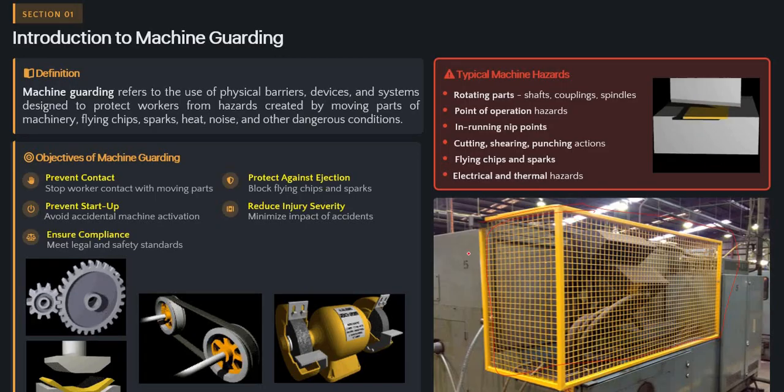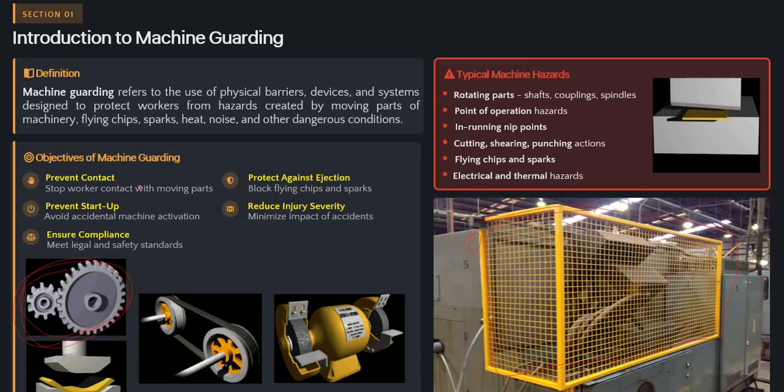Devices means you can consider interlocks. You know about interlocks, right? I don't need to emphasize that. So these are devices and systems designed to protect workers from hazards created by moving parts of machinery. We need to safeguard people from the moving parts of the machinery. For that reason, we require a physical barrier that we call machine guarding.